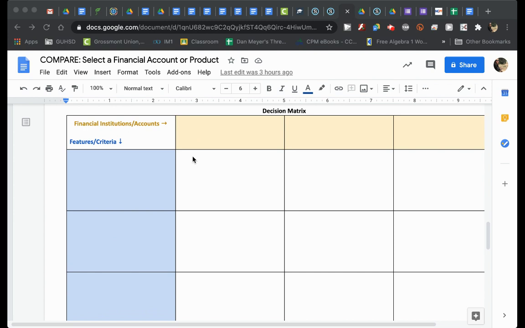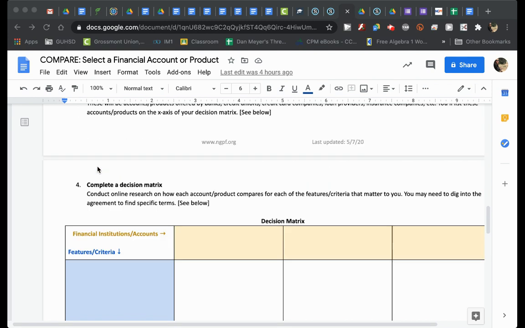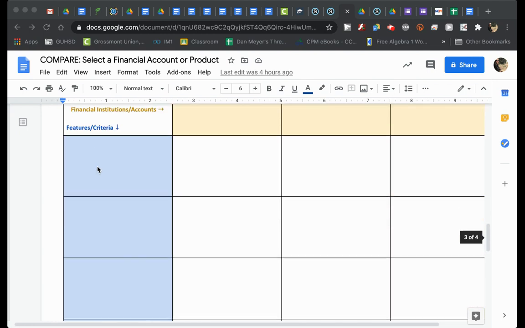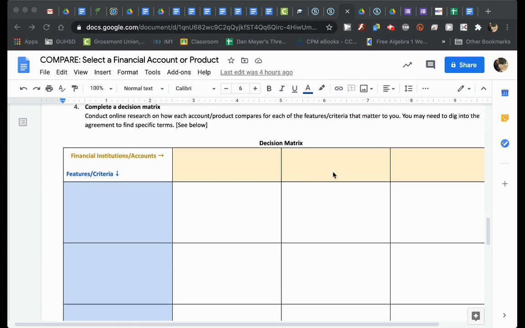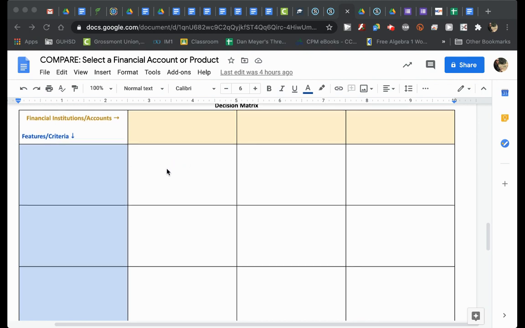From there, in the decision matrix, you're going to rewrite down those criteria that you had initially written in this part up here, and you're going to fill those out on the left-hand side. Now, on the top, you're going to write down which banks and specifically what type of accounts that you are going to be comparing. From there, in every square that's white, you're going to match it up with the criteria for that bank.